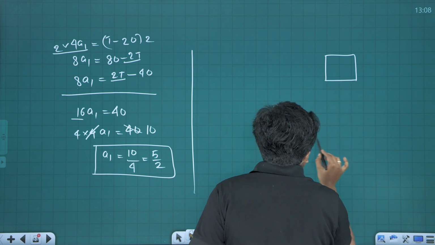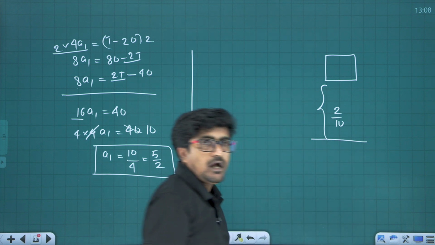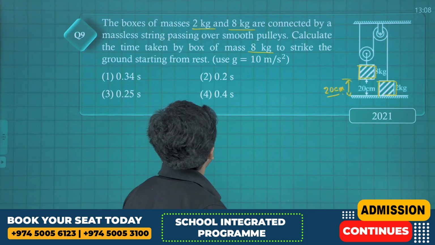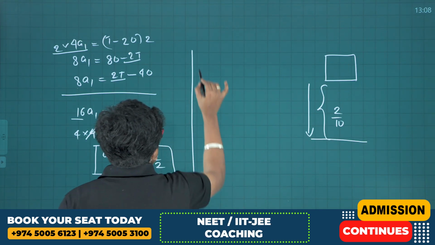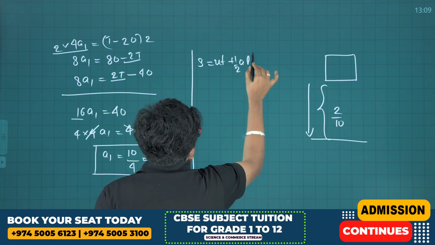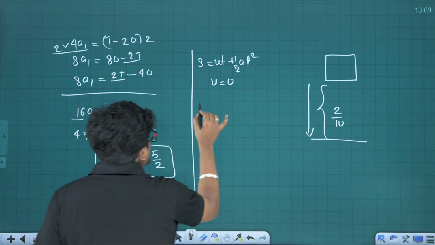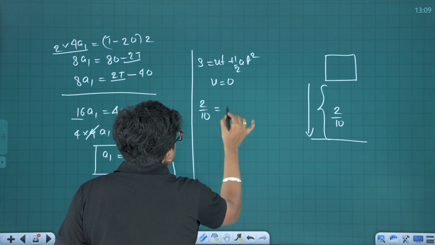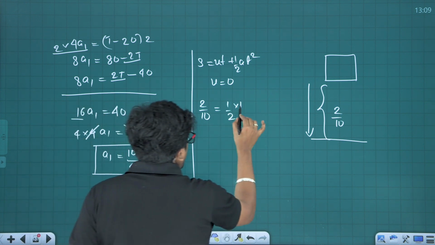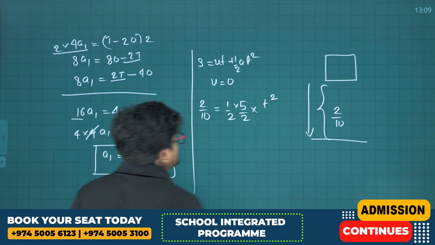Now here this was the body and this was at a height of 20 centimeter. I can say 2 by 10 meters. I repeat, 2 by 10 meters. Now what is the time taken by the body to travel from here to here? That was the question. So I can say that now from the relation S is equal to ut plus half at square. For this relation u is equal to 0. And S is supposed to be 2 by 10. That is equal to half of acceleration. I am going to take it as 5 by 2 here. Okay, it is 5 by 2 into t square.